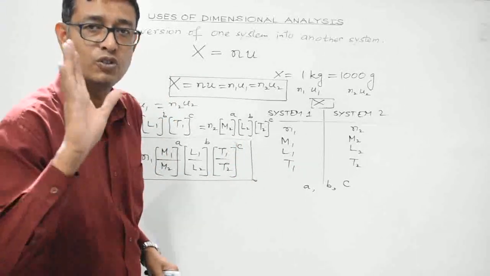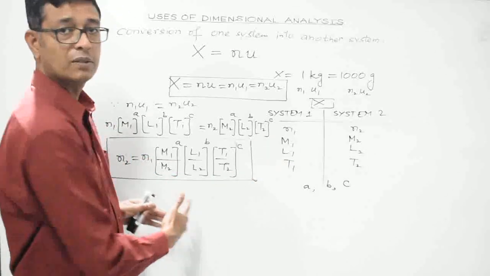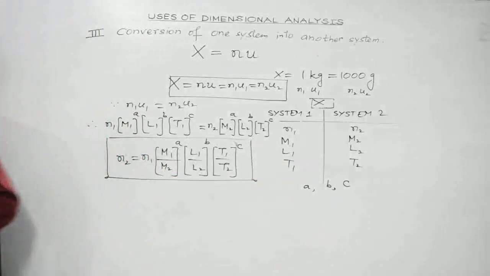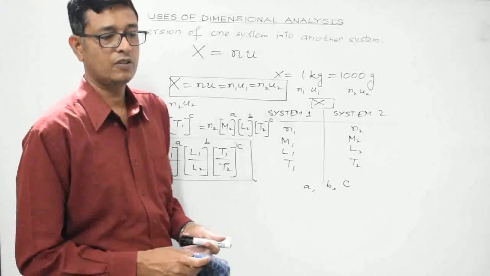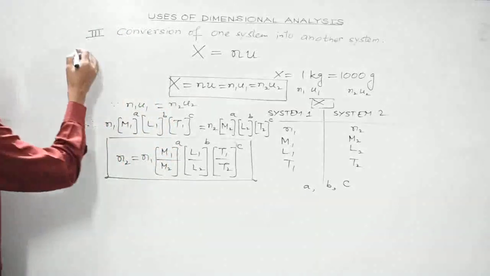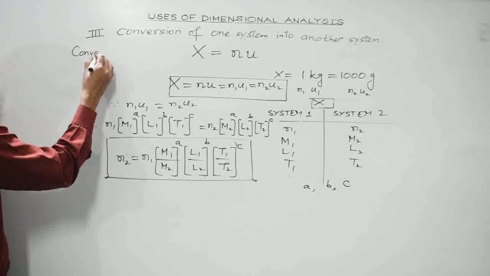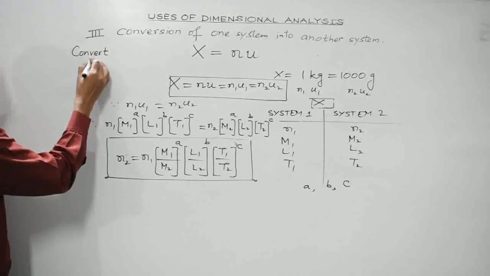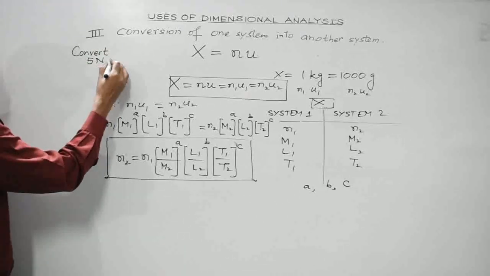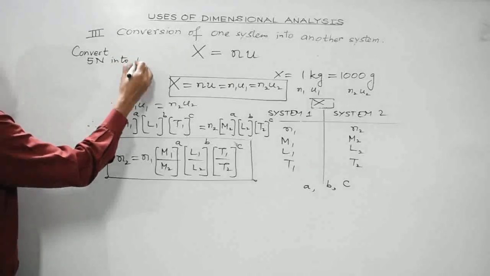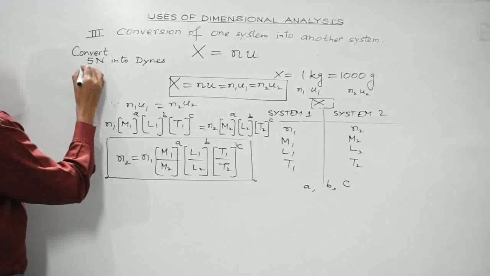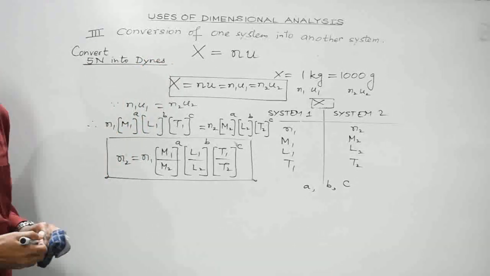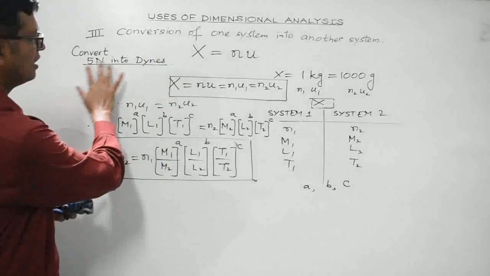So using this, one system can be easily converted into another system. I'll give you a simple illustration. Let's make use of this concept in finding a simple quotient. Suppose we convert 5 Newton into dynes. Right? Let's consider this. And it can be done directly.